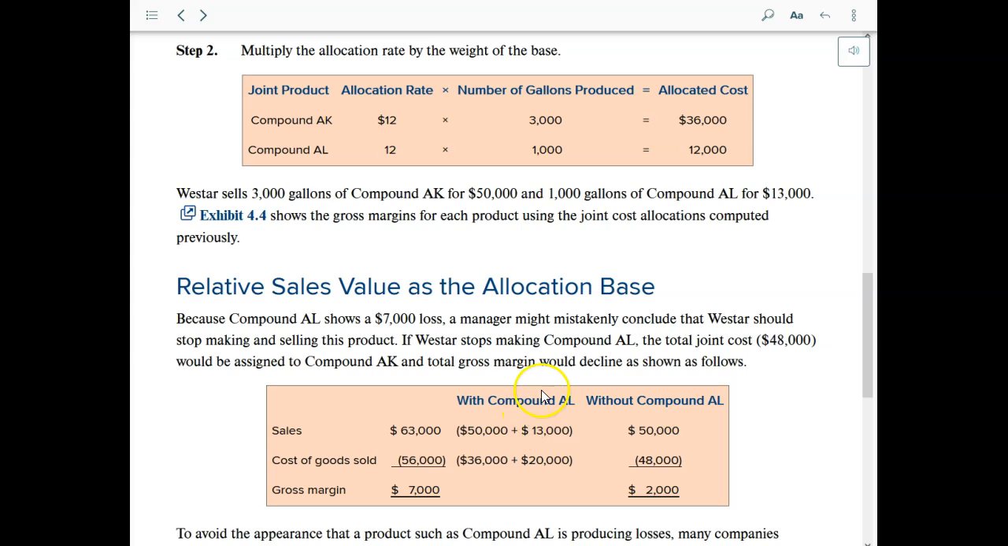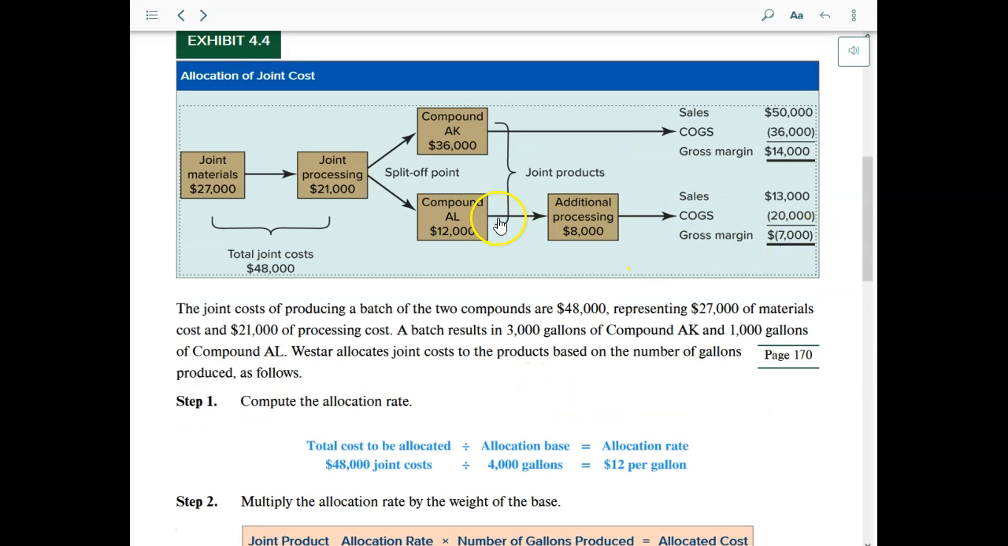Well, if we look at that and say, wait a minute, if we're losing $7,000 on compound AL, let's just, at the split-off point, get rid of this. Just dispose of it somehow and don't get anything for it. Don't process it further and don't sell it. Then we'll save $7,000. Right?